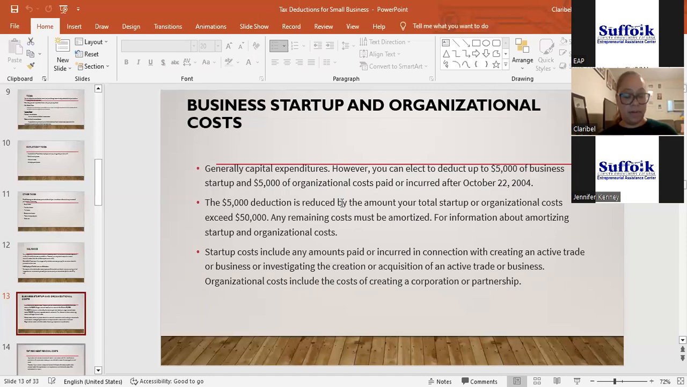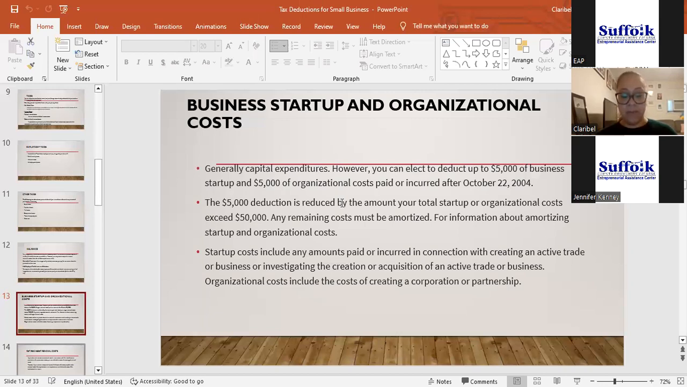Amortization is basically the same as when you capitalize something and you expense it over time. It's the same thing as when you depreciate something, just called amortization.